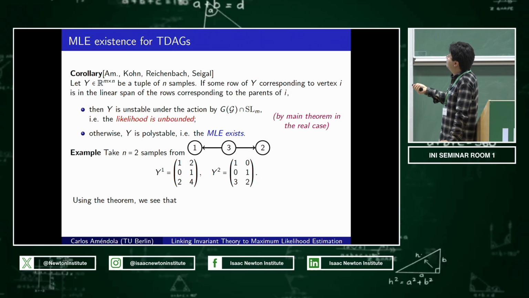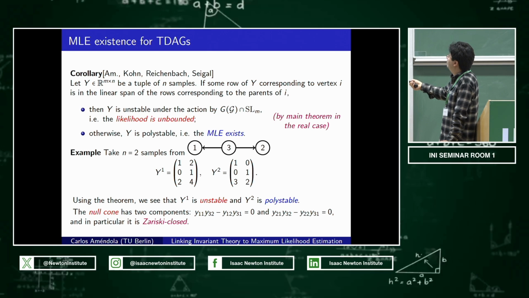Another question is, can you find an MLE for the covariance matrix that lies in the model like this? If we believe this, the question is, can we find a row that is a linear span of other rows? Well, in this case, indeed, 2, 4 is a linear span of 1, 2. So this is going to be an unstable case, and we know that the MLE doesn't exist. In this case, nothing like that happens, and that's polystable. In that case, the MLE will exist.